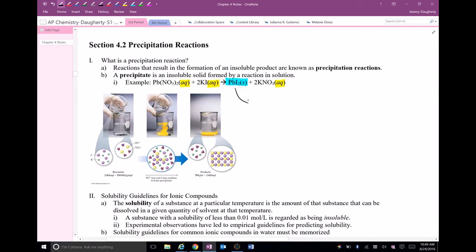Why is this solid? Well, it's lead(II), which is not a group 1 metal, it's not ammonium, and then it's iodide. Iodide is not nitrate, iodide is not acetate. So that's why it ends up being a solid, because it is insoluble. We can say that the force of attraction between the lead ion and the iodide ion is much stronger than the energy that the water has to separate those two particles. Now, it is an ionic compound, right? It is made between a cation and an anion, so it is slightly soluble.